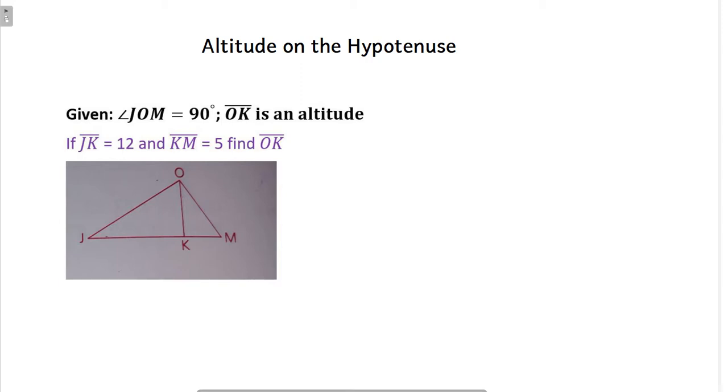So today we're going to make sense of the altitude on the hypotenuse theorem. So we're given this problem. It's a triangle, it's got an altitude drawn in, and we're going to investigate three different relationships within this.